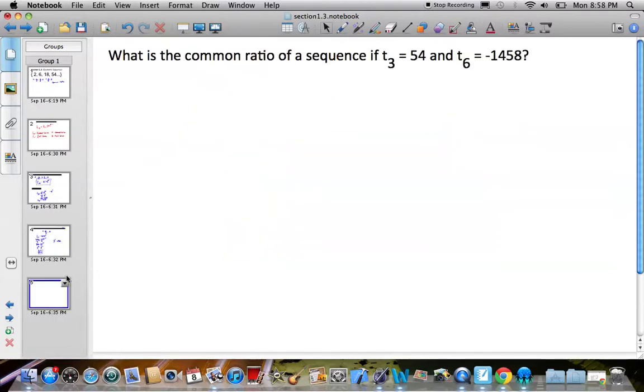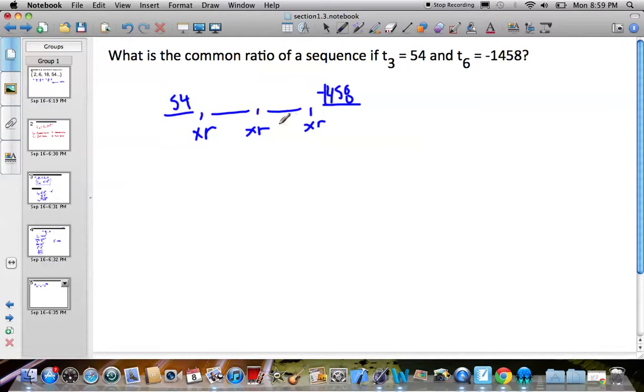Alright, let's try one more. So this is similar to one we did with arithmetic series a couple of videos ago, where you have T3, so T3 right here is 54. And then we're looking for what our common ratio is. So this one is T4, T5, and T6 right here, which is negative 1458. So if I want to get from here to here, all I could do is go times r, then times another r, then times another r, times the common ratio several times.